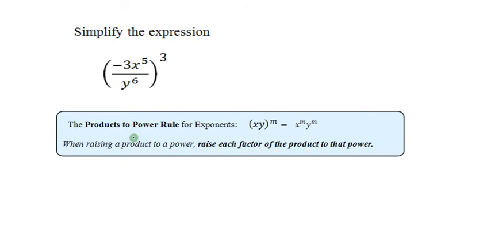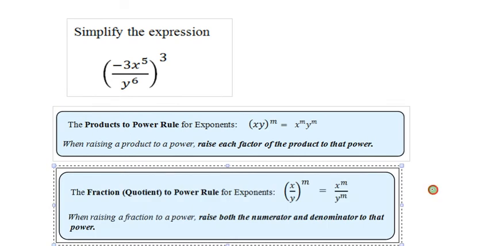One is the product to a power rule, which says if you have the product of two things raised to an exponent, so (xy)^m, this is the same as taking x^m times y^m. Just take each of those things inside the parentheses and raise it to that exponent. That's called the product to a power rule.